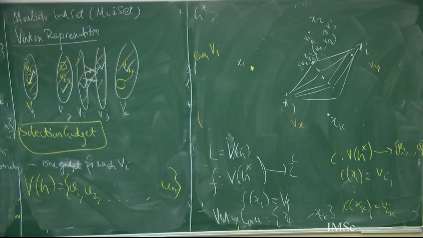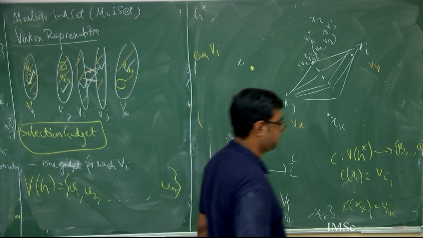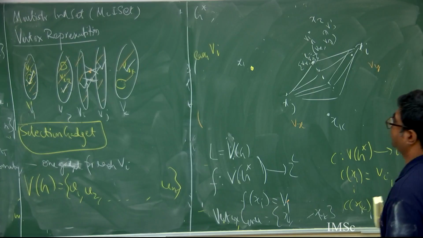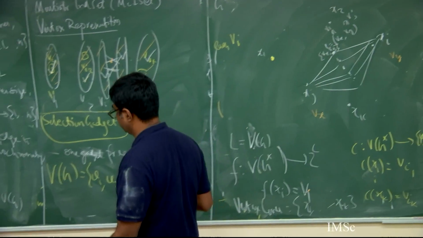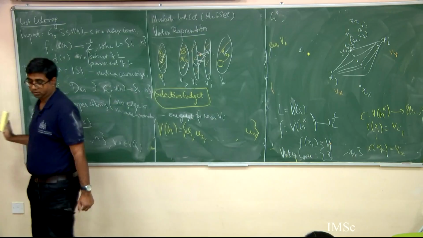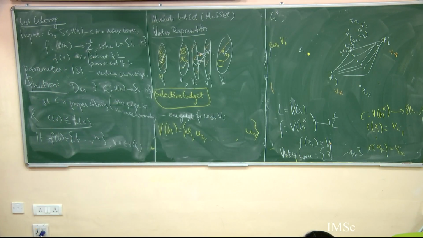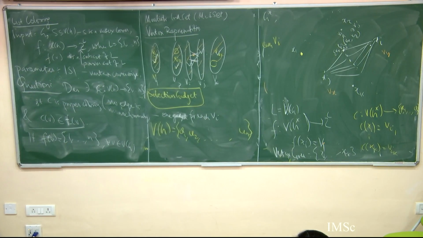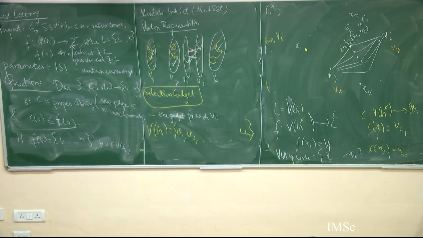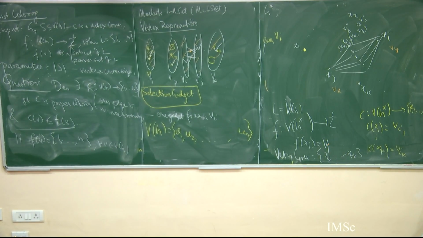Okay. Now you understand? Please learn to ask questions. Okay, so fine. So this is basically a vertex representation of multicolor clique. Now I'll give you probably the last reduction.